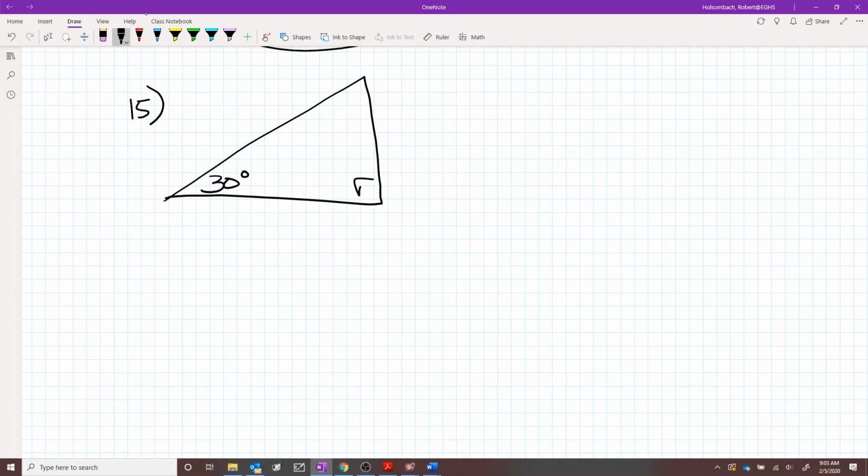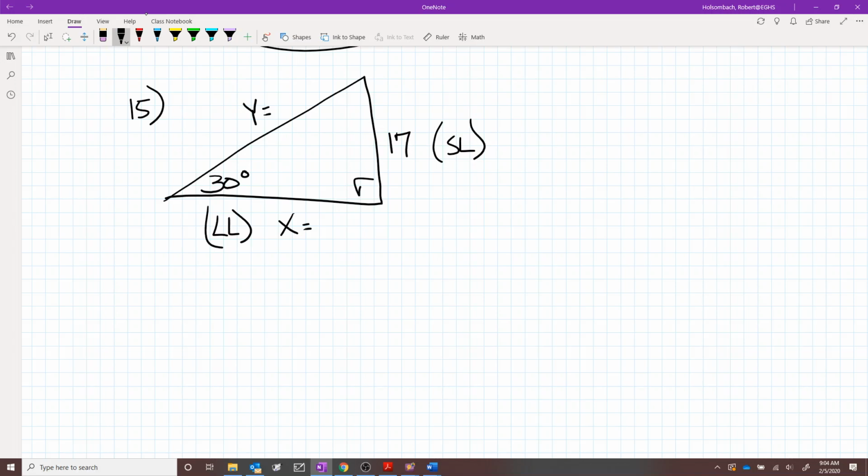Number 15 is a 30, 60, 90 right triangle. Again, another special right triangle. And you are given this leg of 17. The leg that is opposite the 30-degree angle is the short leg. The other leg is your long leg, and the side across from the 90 is the hypotenuse.